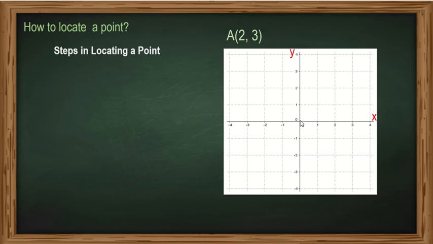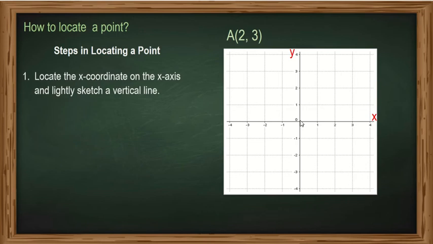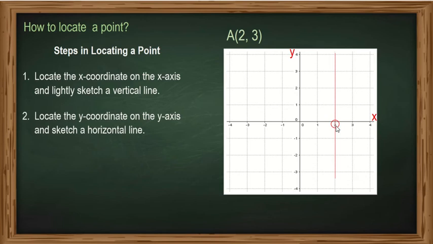Say we are going to plot or locate point A with coordinates (2, 3). Step 1 is we locate the x-coordinate on the x-axis, which is 2, and lightly sketch a vertical line. The second step is to locate the y-coordinate, positive 3, which is found on the upper part of the y-axis, and then sketch a horizontal line. Step 3, find the point where the two lines meet. This is where we locate point A with coordinates (2, 3).